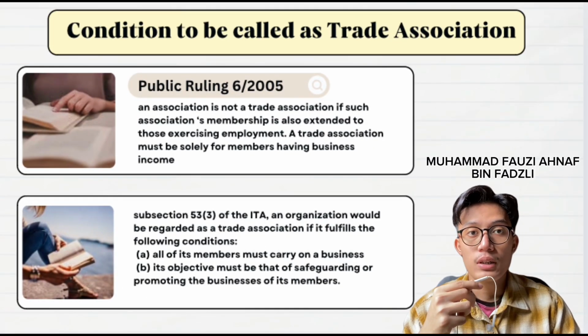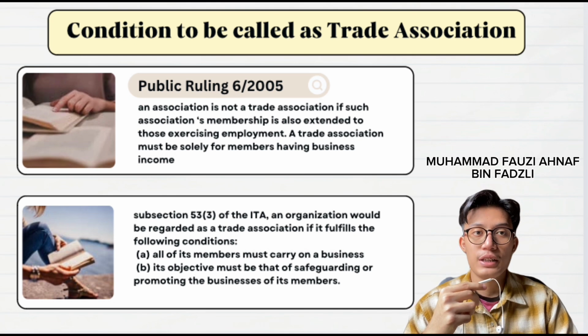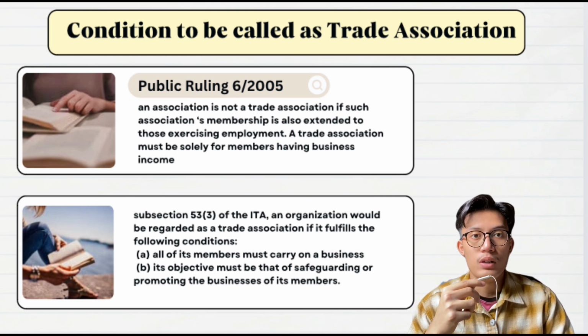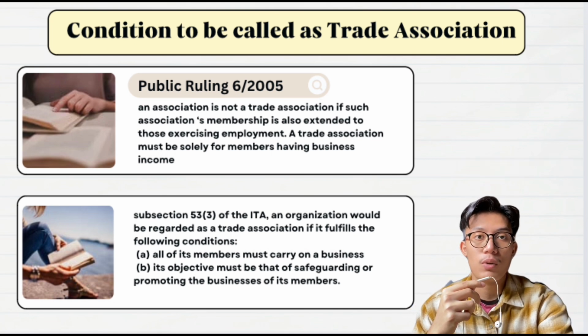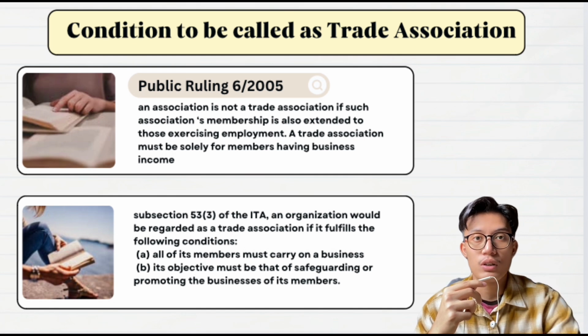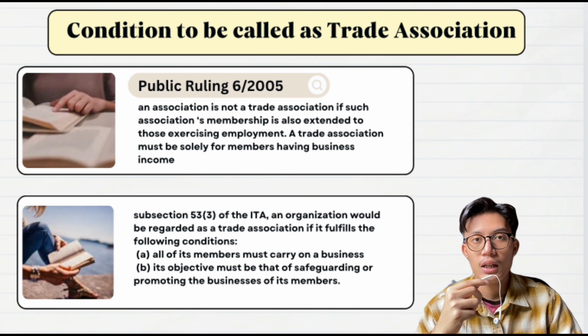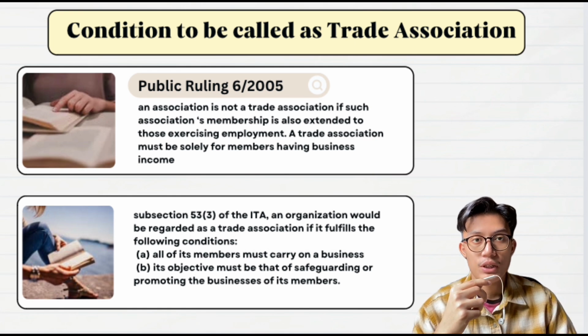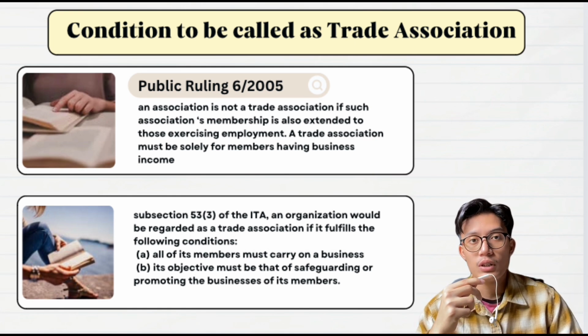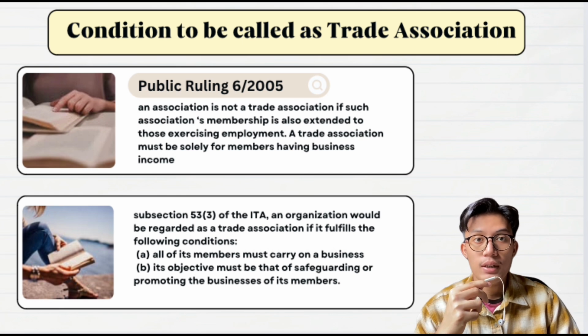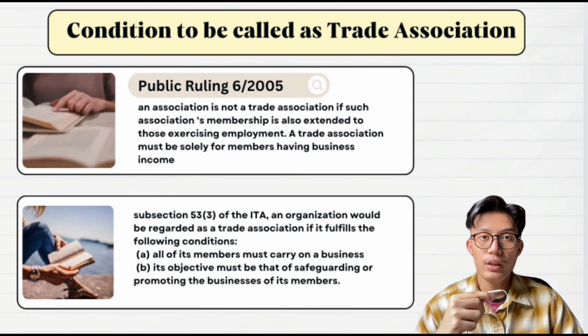Next, I will discuss the conditions to be called a trade association. Based on the public ruling of Inland Revenue Board number 6/2005, it stated that an association is not a trade association if such association membership is also extended to those exercising employment. A trade association must be solely for members having business income.